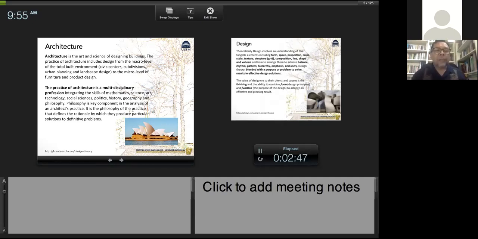The practice of architecture is a multidisciplinary profession, integrating the skills of mathematics, science, art, technology, social science, politics, history, geography, and philosophy. And philosophy is a key component in the analysis of an architect's practice. It is the philosophy of practice that defines the rationale by which they produce particular solutions to definitive problems.